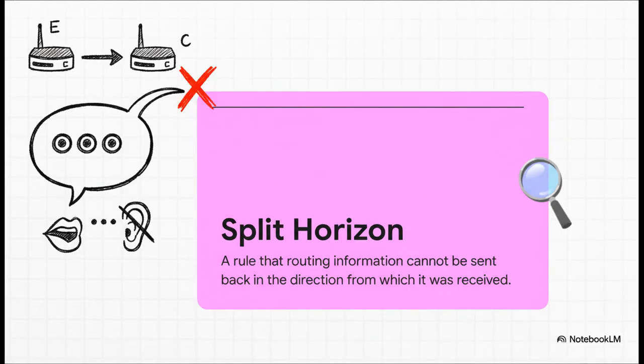Now, the next solution is way more elegant. It's called split horizon, and it's basically a rule of polite conversation for routers. The rule is simple. Don't tell me what I just told you. So if router E learns about a network from router C, it will not, under any circumstances, advertise that same route back to router C. This simple piece of logic stops those 2 router loops we just talked about before they can even get started.